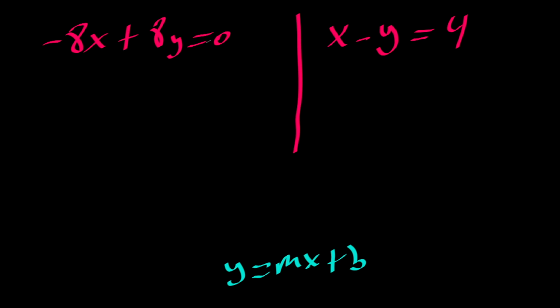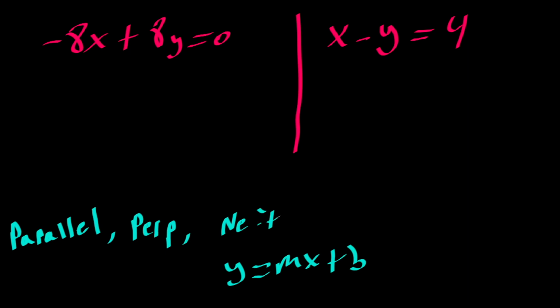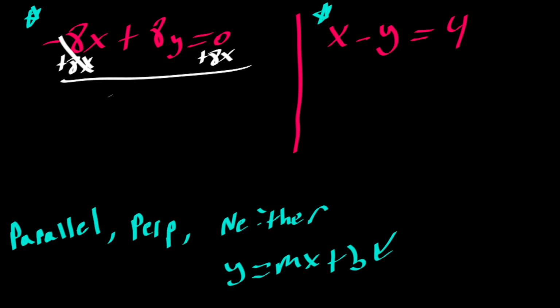So your job, if you get presented with a problem like this, and it asks you, once again, parallel, perpendicular, or neither, your job is to change both of these equations so that they are in y equals mx plus b form, or slope-intercept form. So let's do that real quick just so you can see what it looks like. So on this first equation, I'm going to say plus 8x plus 8x, 8y equals 8x, and then I'm going to divide by 8.